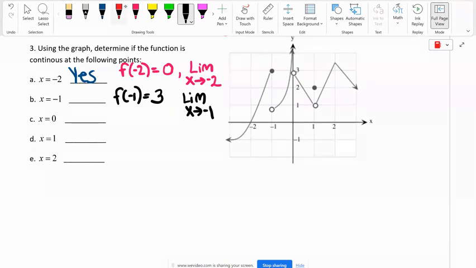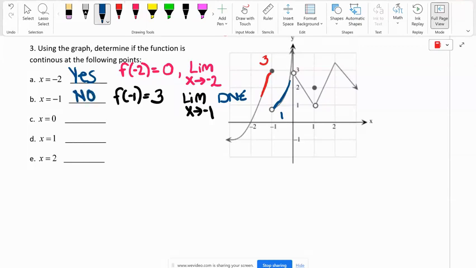Now what we want to do is we want to look at the limit as x approaches -1. So the limit as x approaches -1, from the left side, what is it? 3. From the right side, what is it? 1. Is the limit the same from the left and right side? No. So our limit is a DNE. So is it continuous? No.